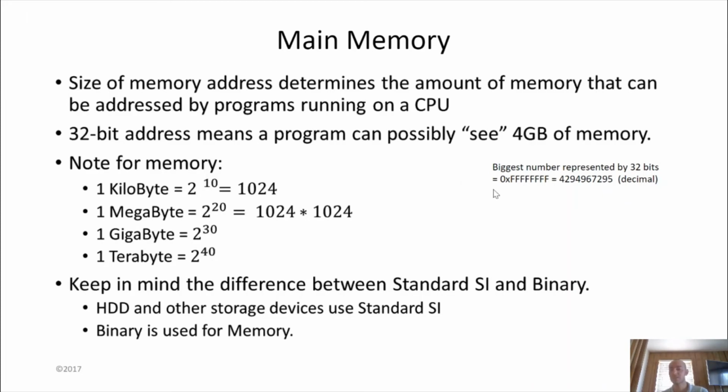The largest number that you can represent with 32 bits is when all of them are ones. F is 4 ones, and this is going to be the largest address that you can have. Your smallest is going to be all zeros, and the largest is going to be this. If you convert that to decimal, it's going to be this number, which is about 4 billion. So that's the largest number.